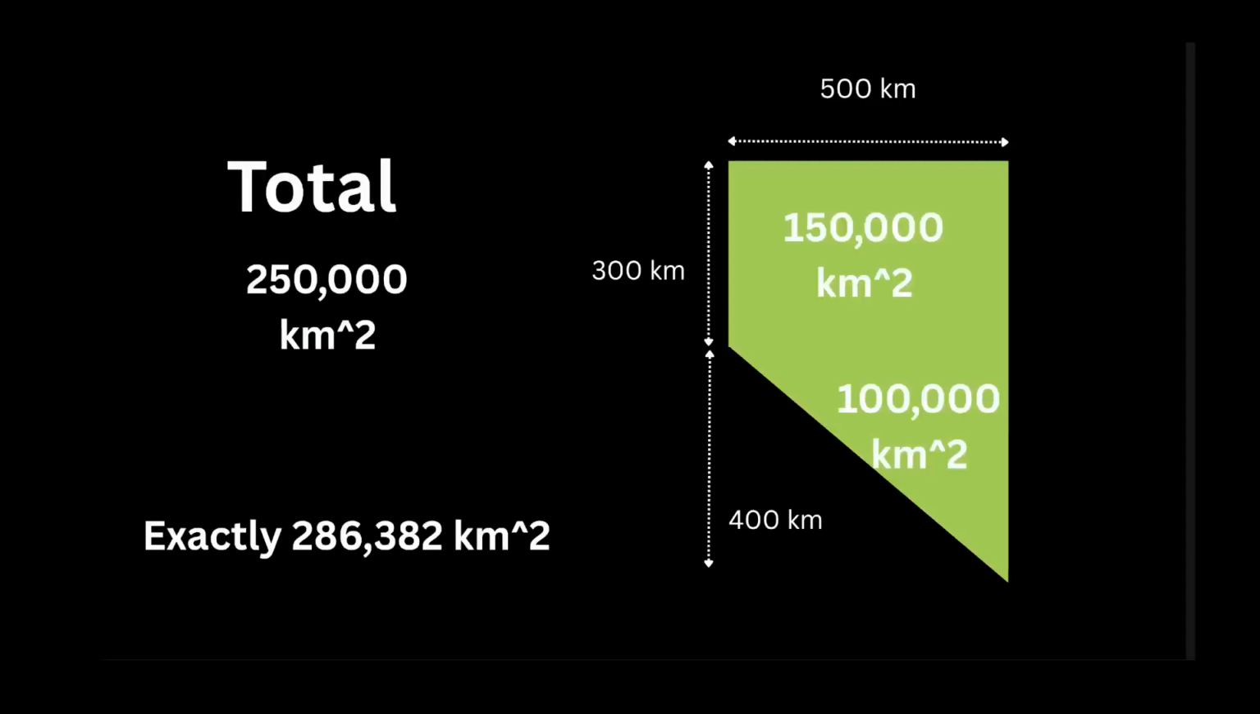Calculating the area gives us about 150,000 kilometers squared for the rectangle and about 100,000 kilometers squared for the triangle, totaling 250,000 kilometers squared. And the exact answer is around 286,000. Pretty close.